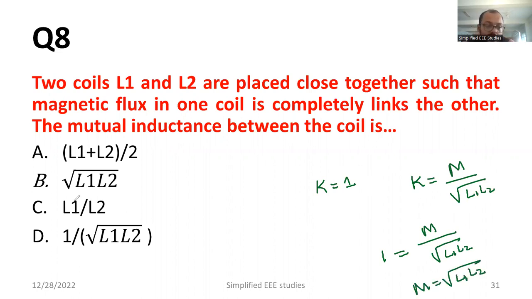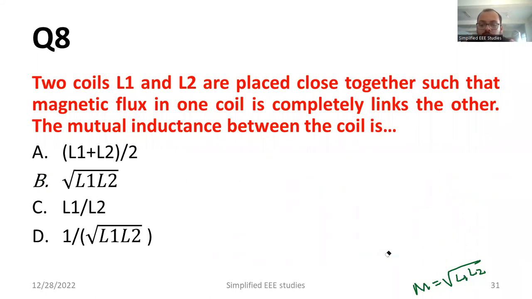So the right answer is option B. Go for option B, square root of L1 into L2. Very simple. The coefficient of coupling for ideal condition will be 1 only, but practically it is never possible.